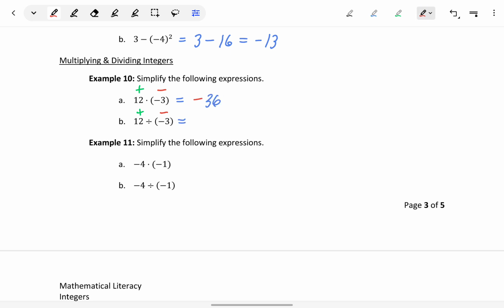And in the case of part B, we'll again end up with a negative because we have one negative and one positive value. But 12 divided by 3 would give us 4, so negative 4.